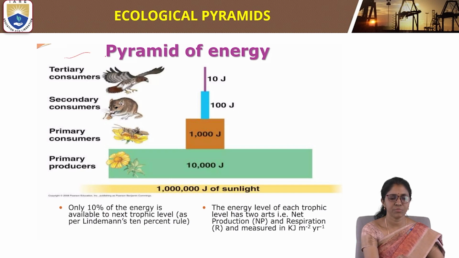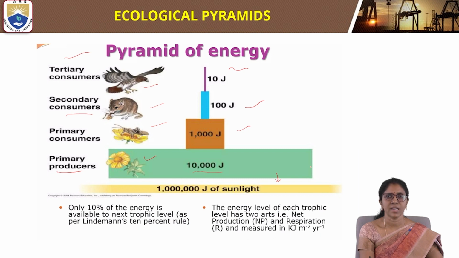Like tertiary consumers, for example seagulls, secondary consumers like rats, primary consumers like grasshoppers, beetles, some insects, and primary producers like plants and flowers. If you see this, it is producing 10,000 joules, then 1,000 joules, 100 joules. The producers are taking the energy from the sun, that is 10 lakh joules of sunlight.